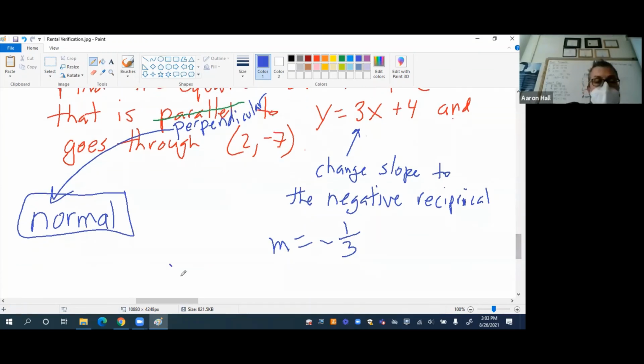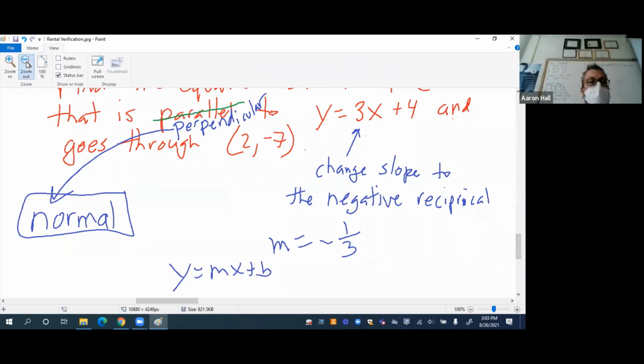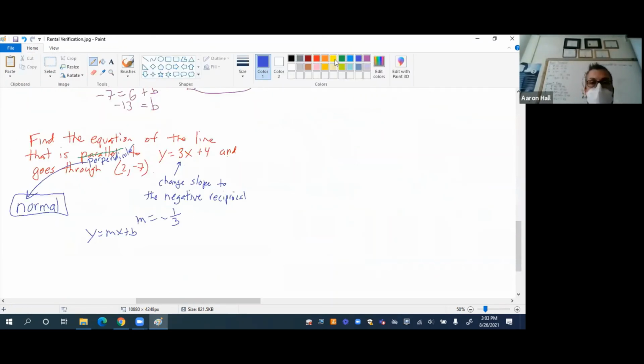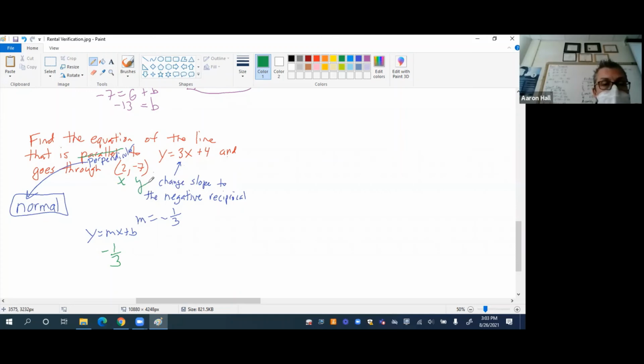Yeah, let's plug it into our equation. We have y equals mx plus b. We know what our m is. Can you guys see that? Okay, so our m is negative 1/3. Now what? Yeah, plug in this x and the y over here. So I have negative 7 equals negative 1/3, and my x is 2, plus b.